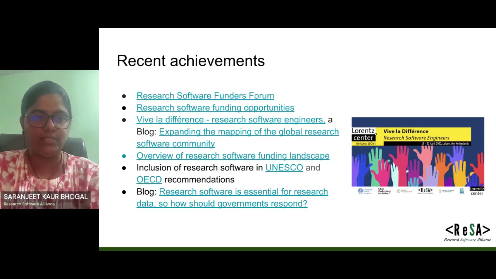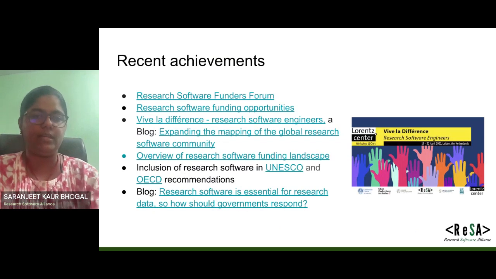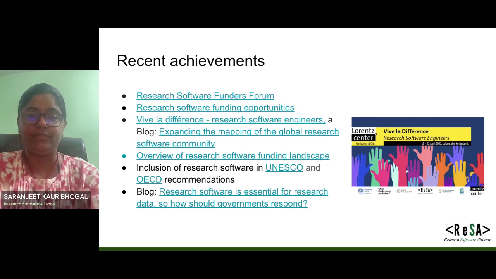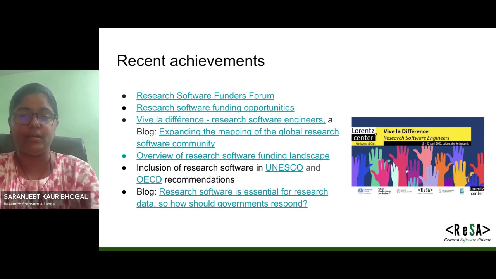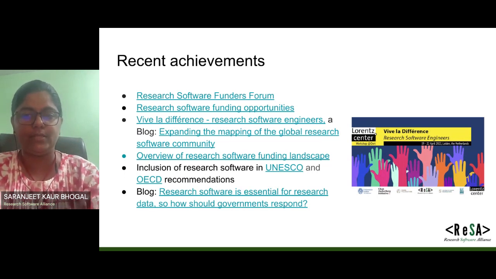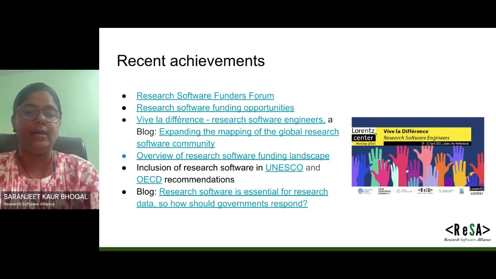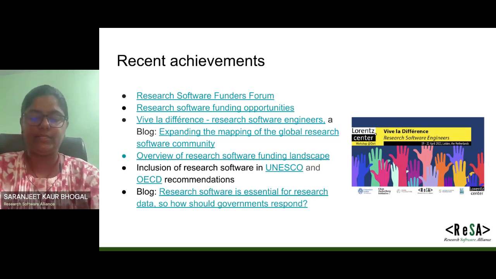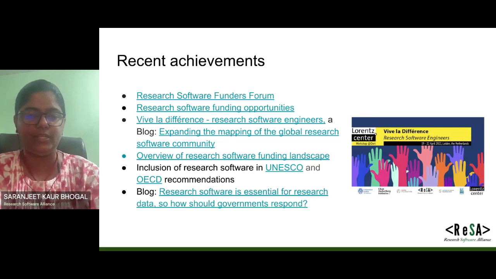Some of the recent achievements of the Research Software Alliance include hosting the Funders Forum. There was also a Wheeler Difference Research Software Engineers workshop early this year, which discussed diversity and inclusion within the research software community. We have a blog on expanding the mapping of the global research software community, which shares highlights from different parts of the globe: what is the status of the research software engineering community in those parts of the globe?